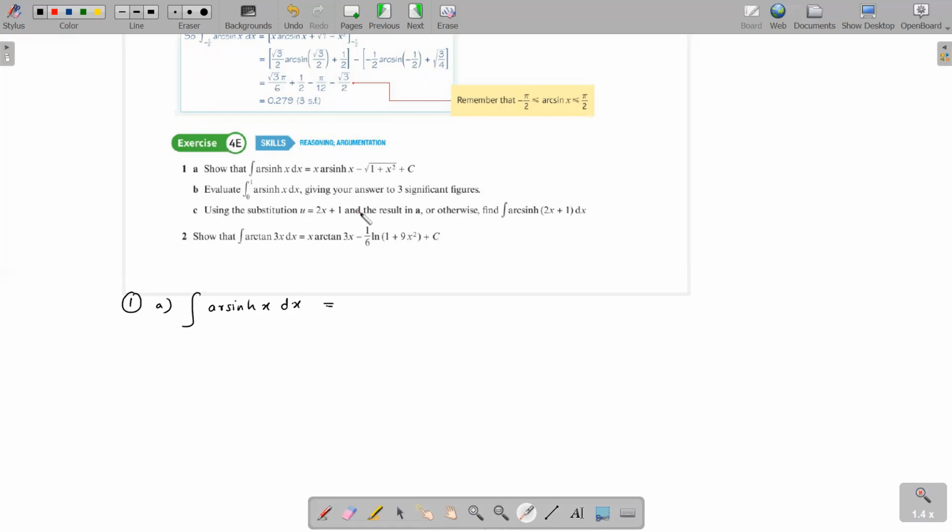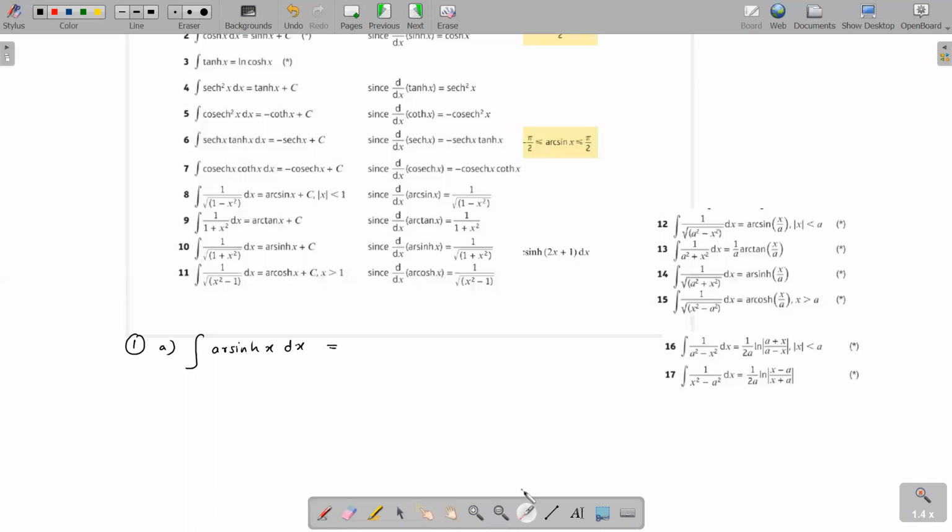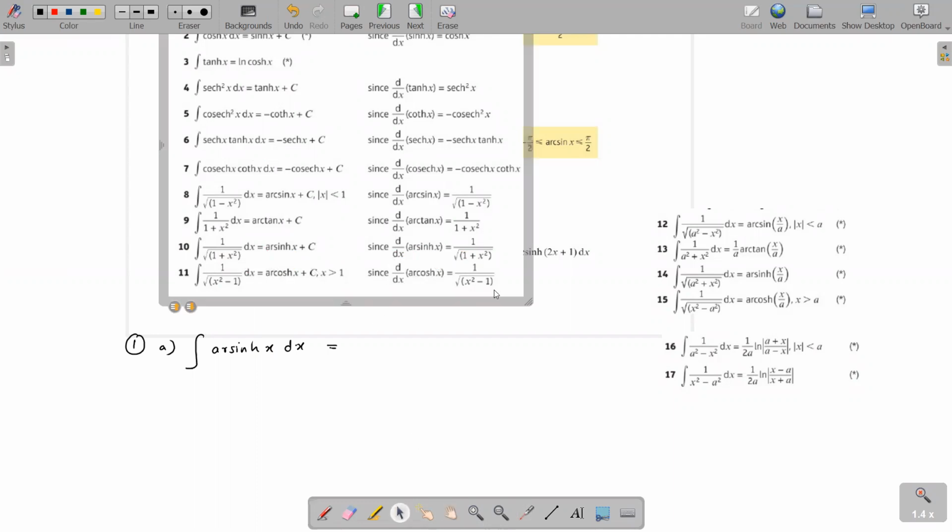If you take a look at all the rules that we did earlier, I have taken the rules here. You can see we know how to differentiate arcsin x, but we did not learn anywhere how to integrate arcsin x. So now you might be thinking, is it very difficult? Actually, no, it's not at all difficult.